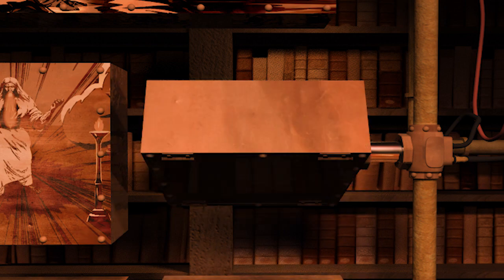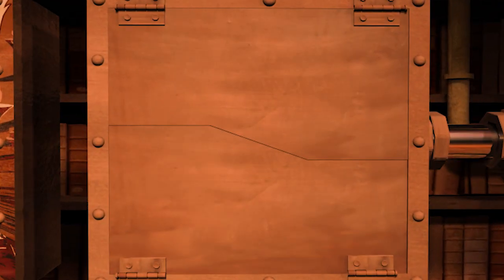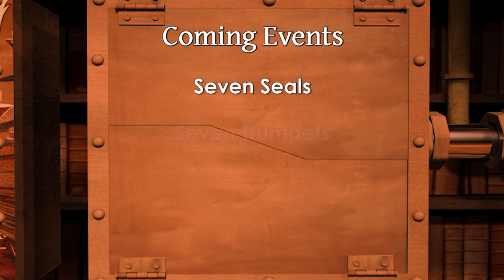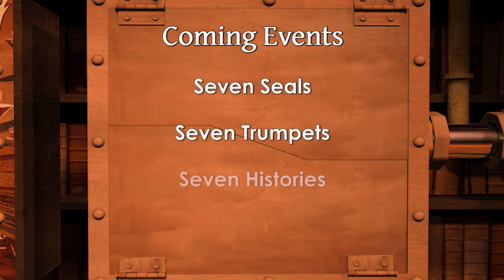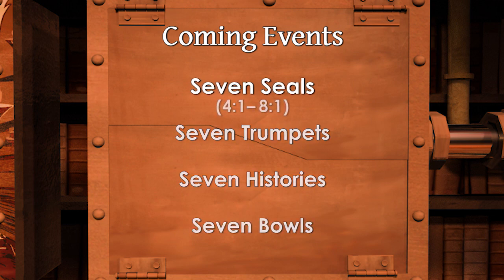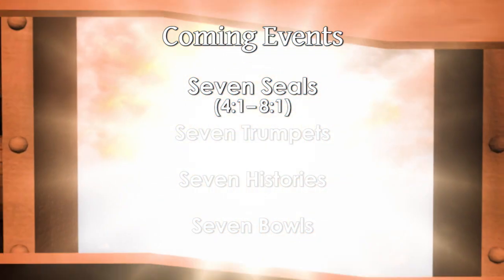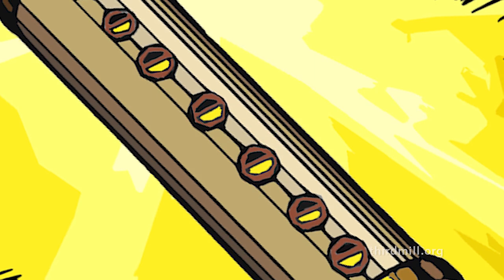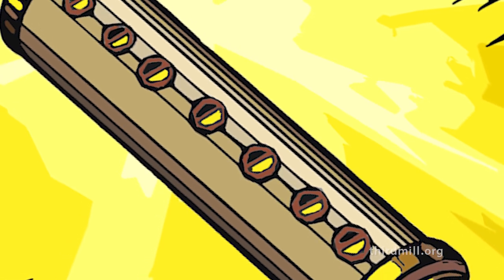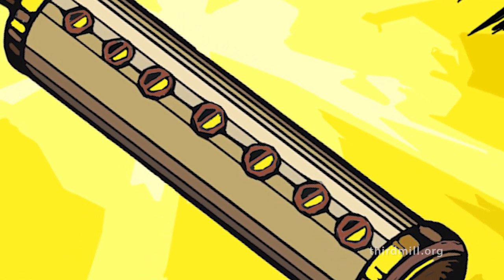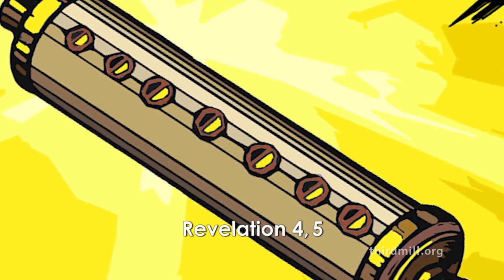As we've seen, John's vision of coming events divides into four major sections: the visions of the seven seals, the seven trumpets, the seven symbolic histories, and the seven bowls. We'll explore each series of visions, beginning with the seven seals in Revelation chapter 4, verse 1 through chapter 8, verse 1. The vision of the seven seals consists of two main parts, beginning with a description of God's heavenly throne room in Revelation chapters 4 and 5.